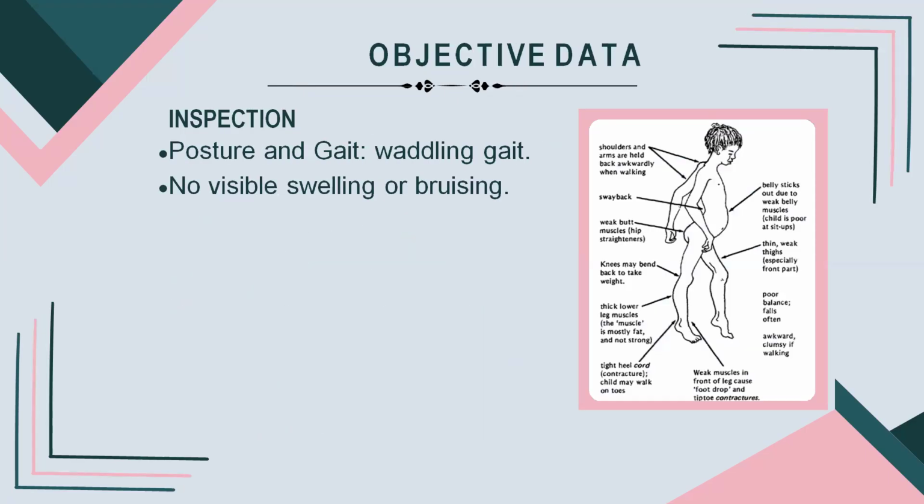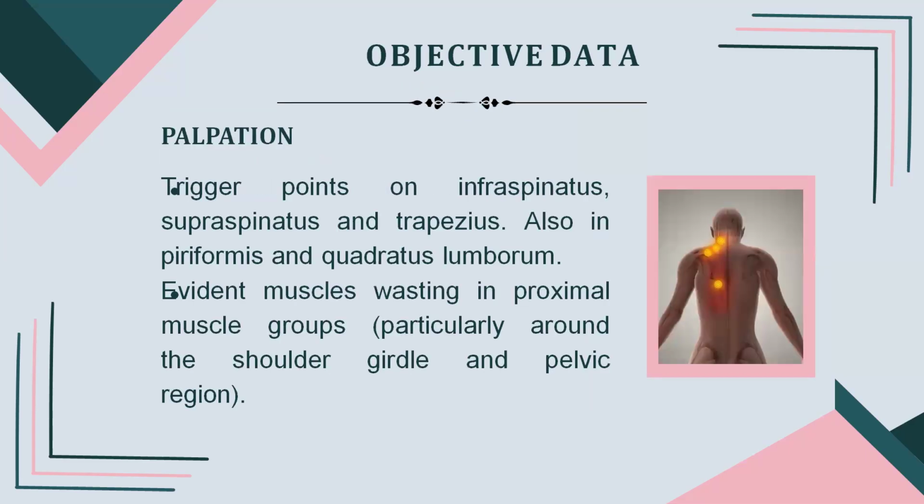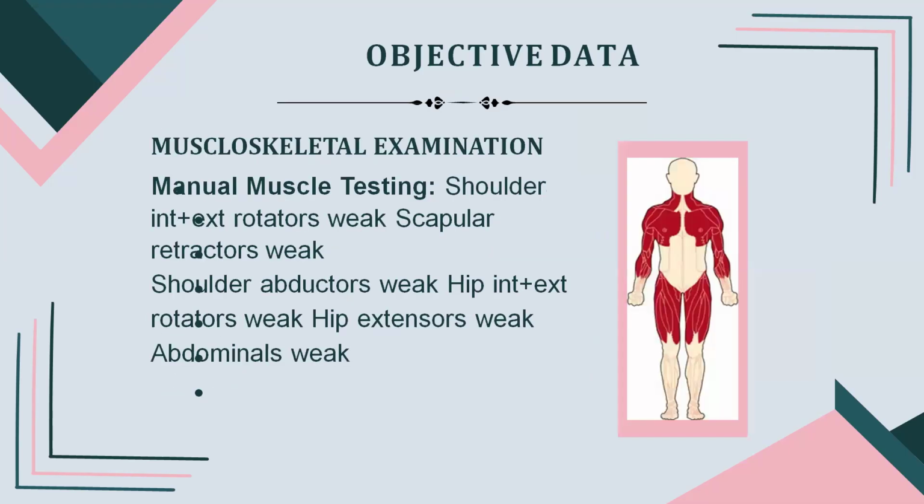On objective examination, we observed waddling gait and no visible swelling or bruising. On palpation, we noticed trigger points on infraspinatus, supraspinatus, and trapezius, also in piriformis and quadratus lumborum muscles. Evident muscle wasting in proximal muscle groups, particularly around the shoulder girdle and pelvic region. Weakness in both shoulder and hip muscles group.